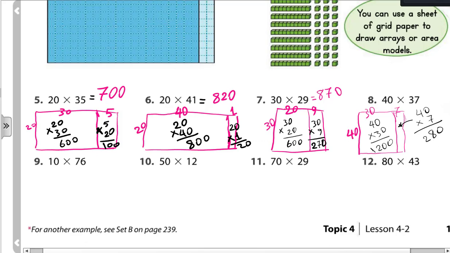Now add the partial products. The partial products here are these two: 1200 and 280. Add them. 0 plus 0, 0. 8 and 0, 8. 2 and 2, 4. Nothing with 1, 1. So ones, tens, hundreds, and thousands. So it's 1480. Great work, my hero. You are truly a hero.